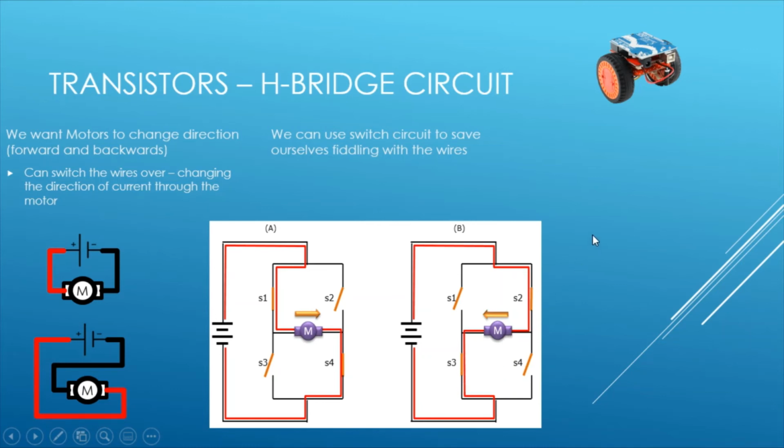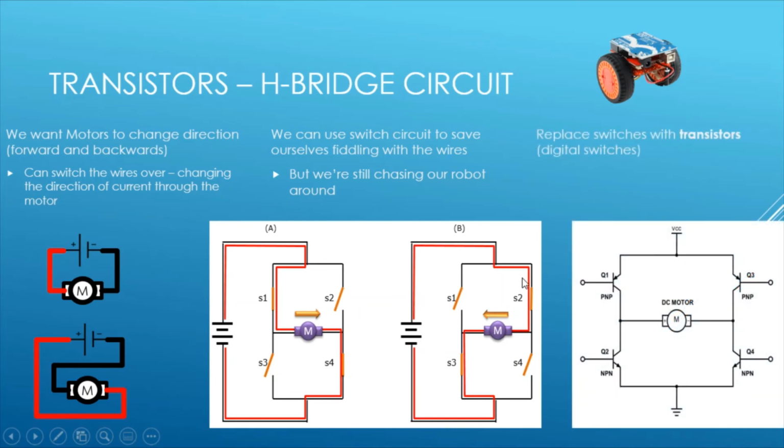Very, very simple, right? And this allows us to create a simpler structure. However, we're still chasing our robot around. We're still pushing down on these switches, having to hold 2 down at once. It's not a very sensible option. So we replace this switch circuit with transistors, which we can now send digital signals to and control electronically.